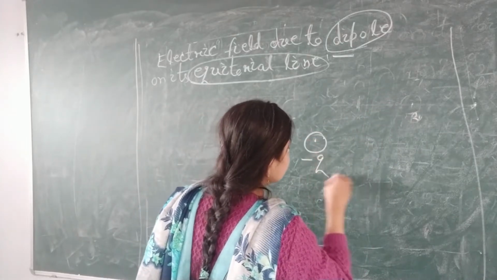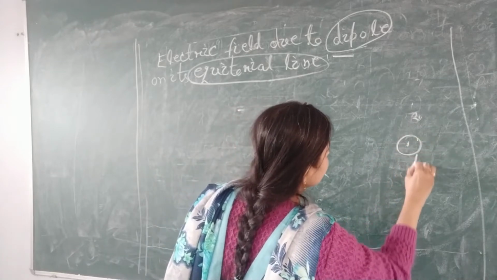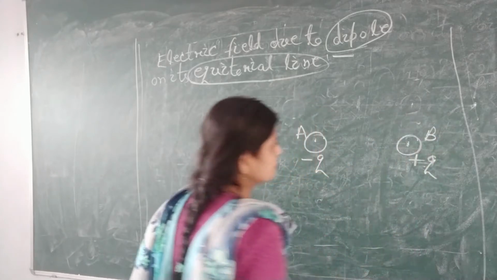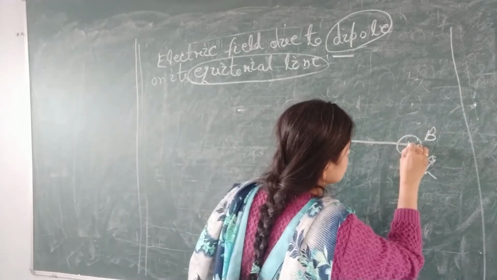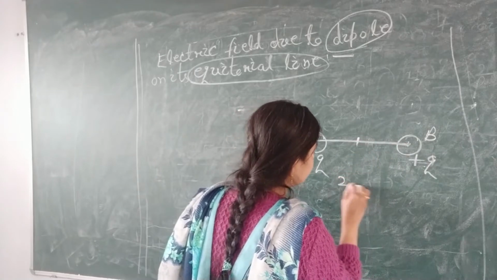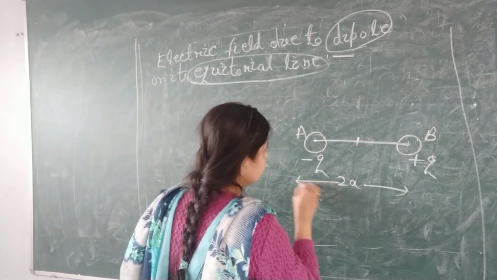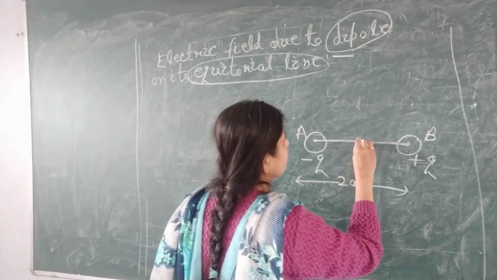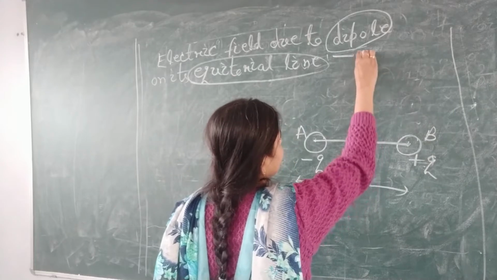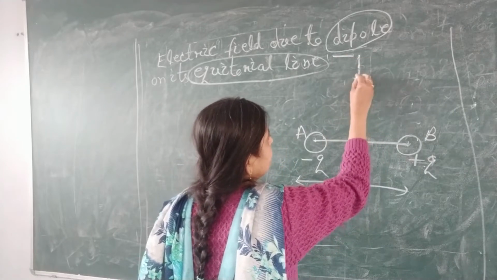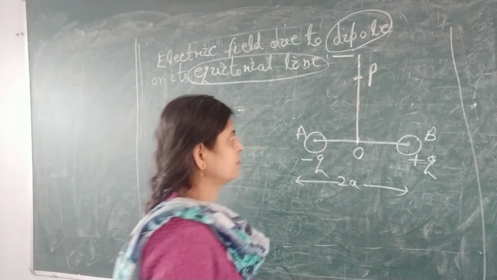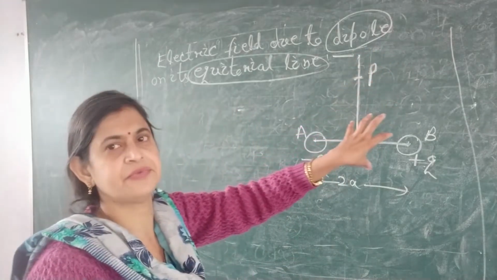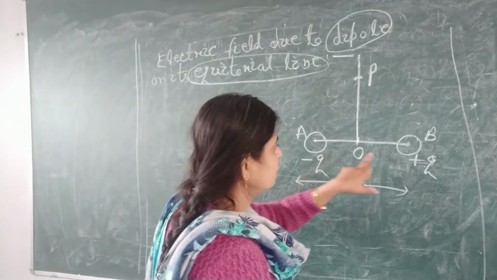Suppose this is minus q and this is plus q. This point is A and this point is B, and the distance of separation is 2a. O is the center of the dipole. Now draw the equatorial line. And P is the point of observation where we have to find the resultant electric field due to the dipole.